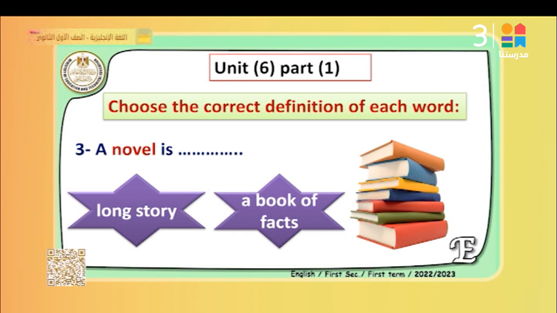Here we have the definition of a novel. Do you think a novel is a long story or a book of facts? Is it something factual, something true which really happened, or is it fiction, imagination? Of course, it's imagination. So it's a long story. It's not fact. It's not a book of facts.